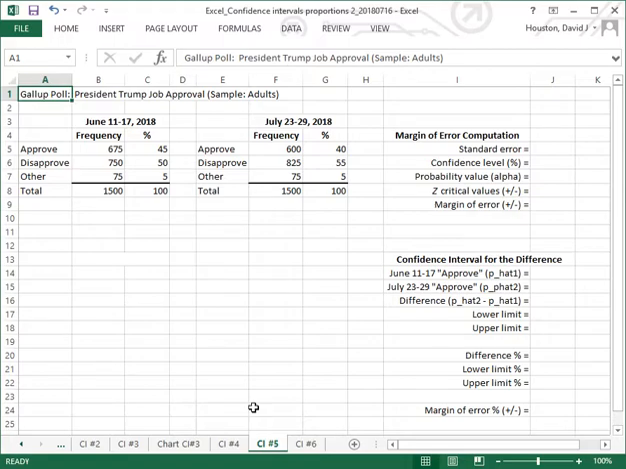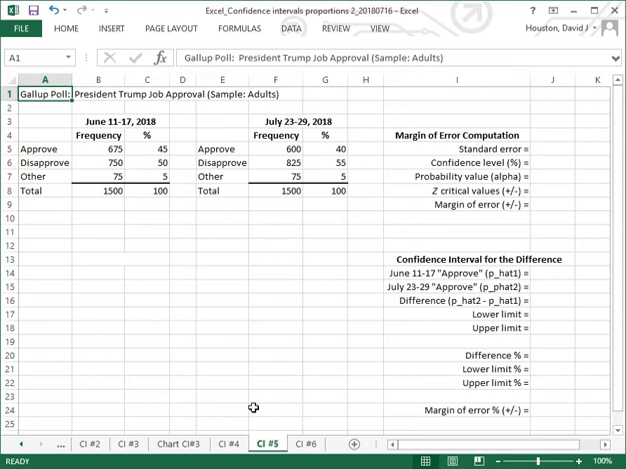What we have before us are data from a Gallup poll asking respondents about whether or not they approve or disapprove of the job that President Trump is doing as president. In both cases, the samples were 1,500 adults. And we noticed during the first time period, June 11th through June 17th, 45% indicated they approved of President Trump's job performance. And that figure fell to 40% for the period July 23 to 29th.